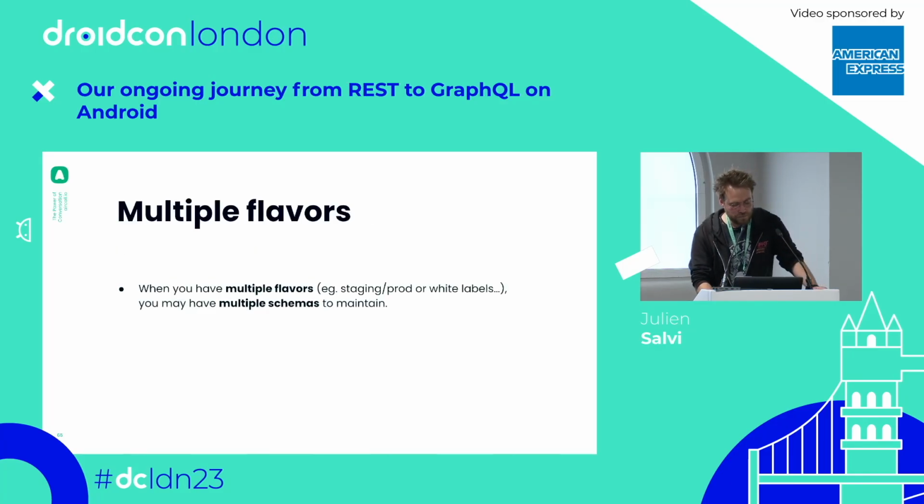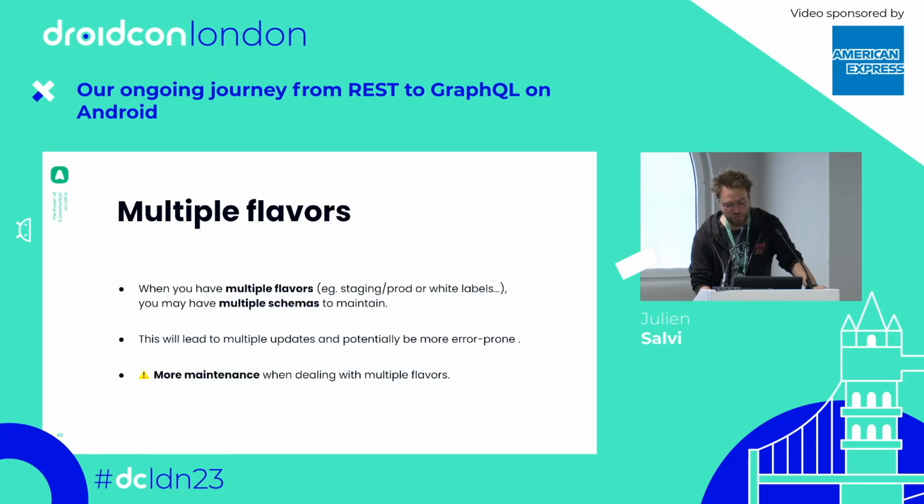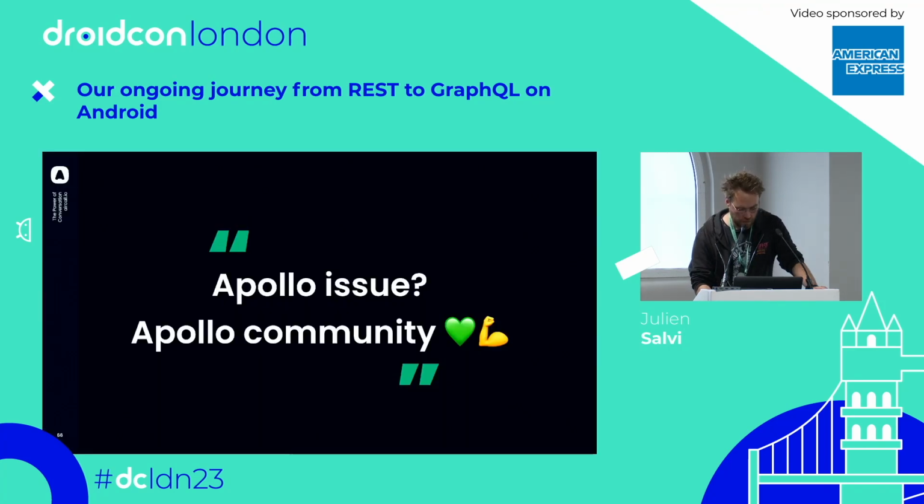And when you are dealing with multiple flavors, you will have multiple schemas to maintain, and this will lead to multiple updates and potentially be more error prone. So multiple flavors equals more maintenance. Keep in mind that the more flavors you have, the more schemas you will need to deal with. And one last thing, if you have any Apollo issue, the Apollo community is there for you.